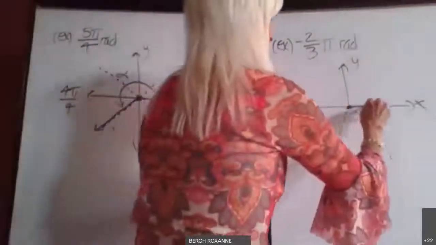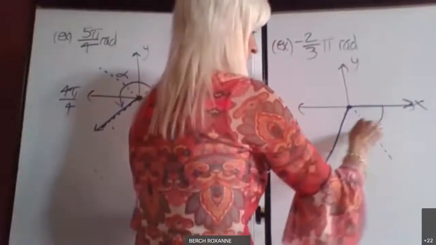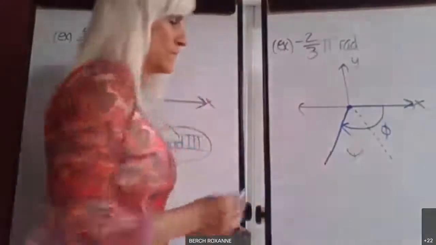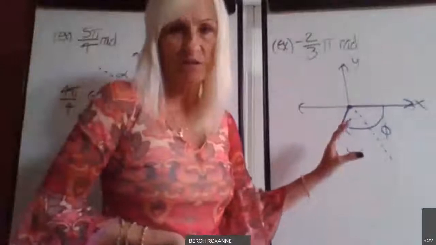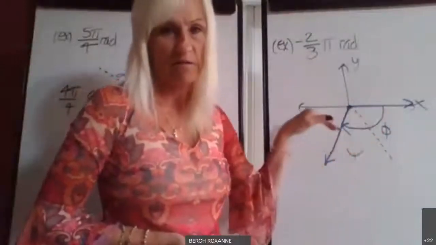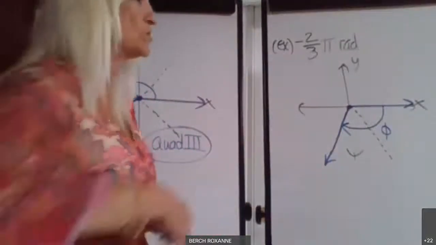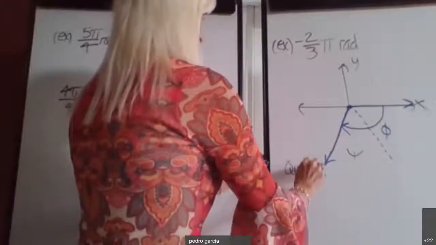So your angle in standard position would be rotated to there, and you're going to name the angle phi. Don't forget to draw rays. You're not drawing line segments. So it's the rotation of a ray. So make sure you put arrows on it. Okay, what quadrant is this in? Looks like 3. Let's do one more.